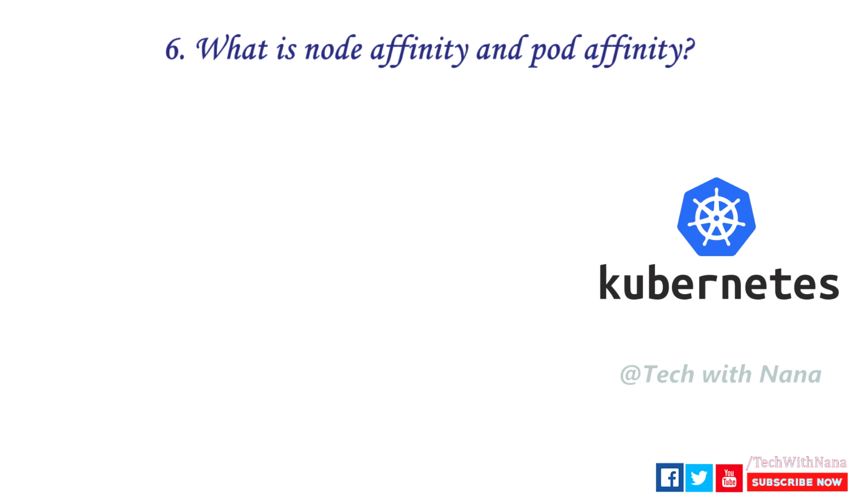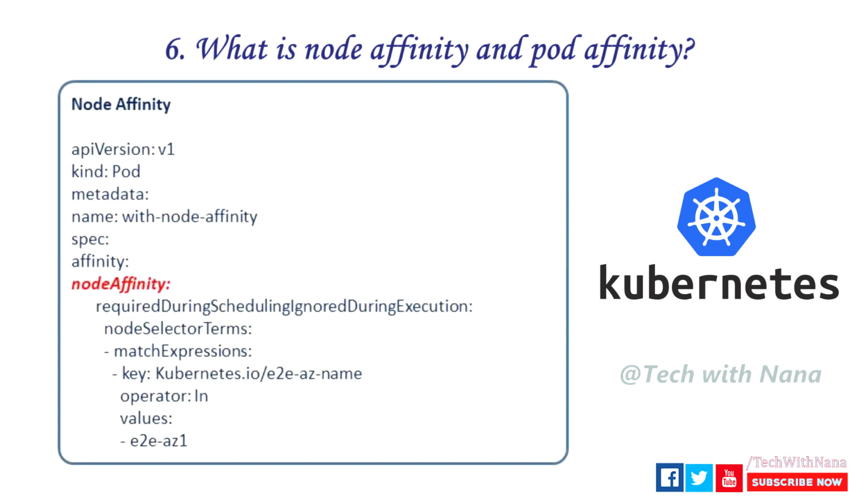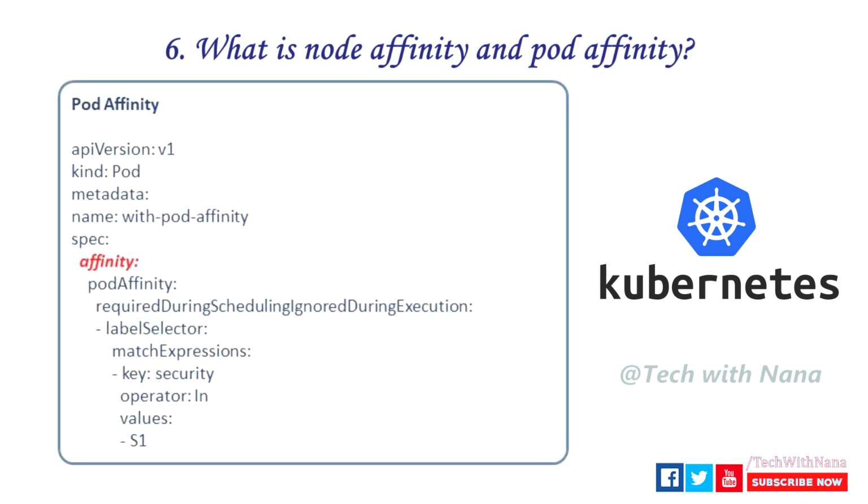What is node affinity and pod affinity? Node affinity ensures that pods are hosted on particular nodes. Pod affinity ensures pods are collocated in a single node. The pod affinity rule says that the pod can be scheduled to a node only if that node is in the same zone as at least one already running pod that has a label with key security and value S1.